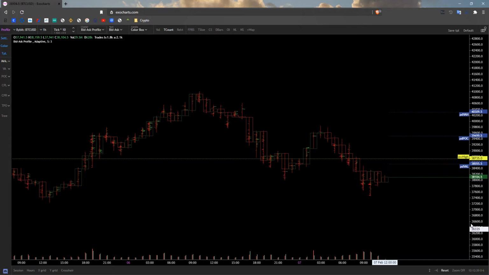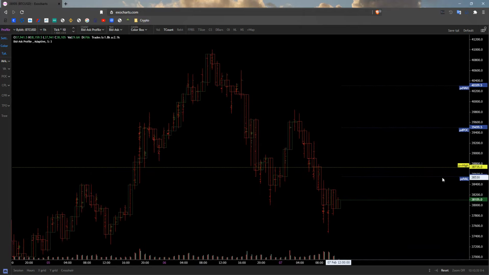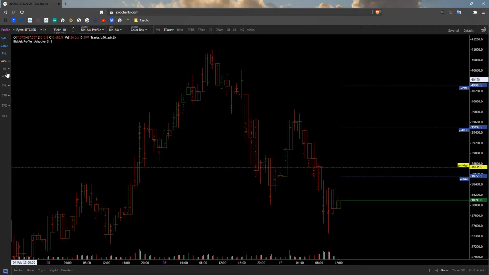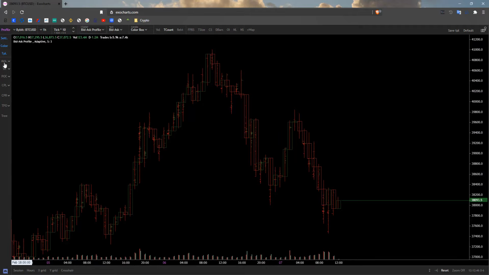Previous week value area high. There's all sorts of different ways you can customize this. For example, let's open up the settings. You can do developing day, previous day, developing week, developing month, and previous month. So you can look at all those very important areas. I'm going to turn that off.